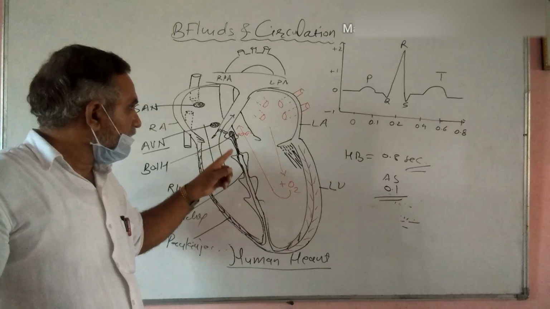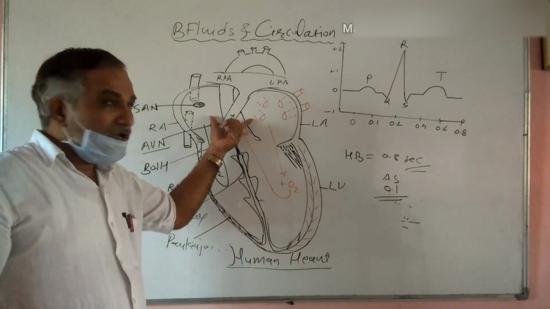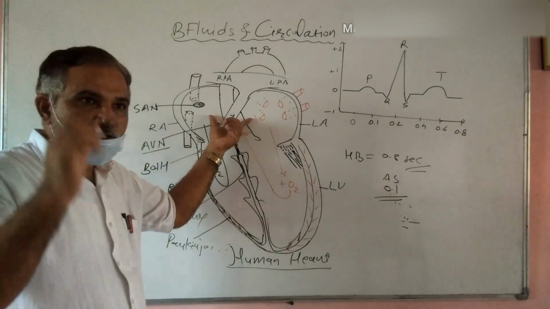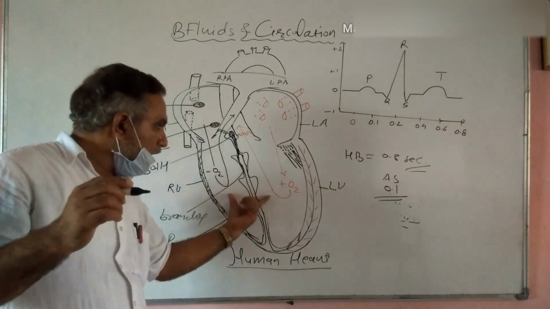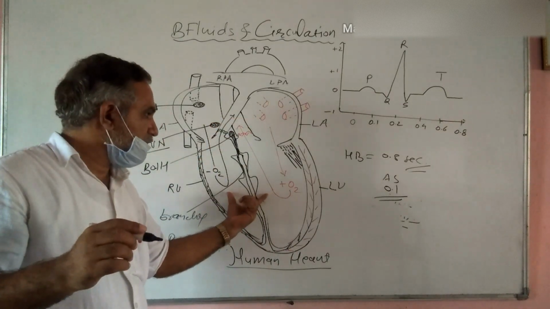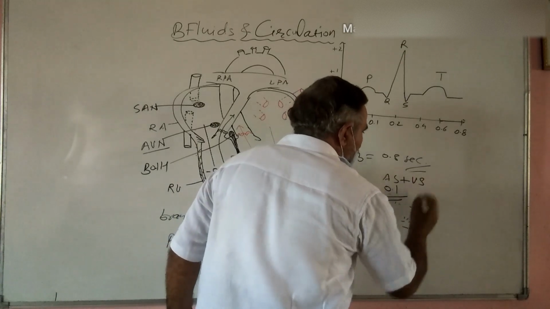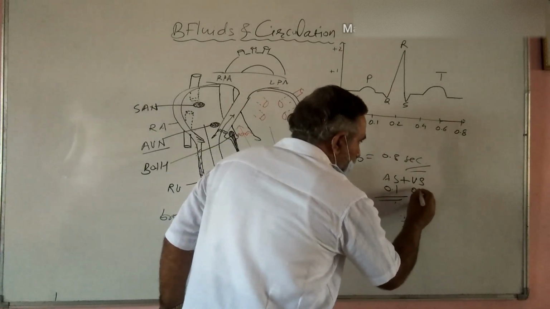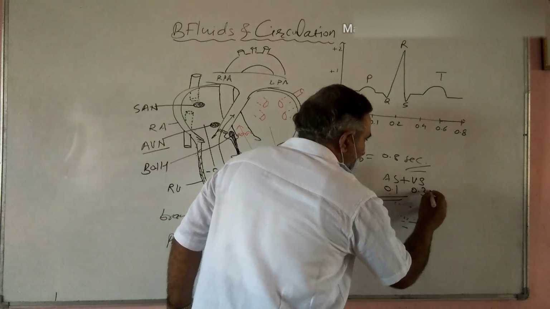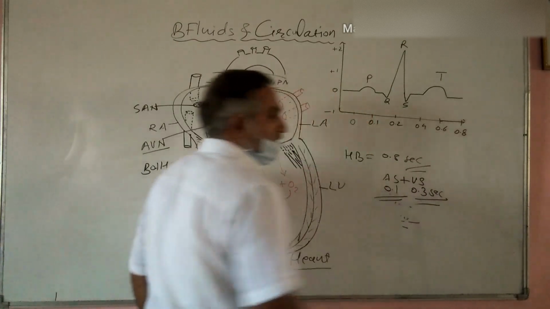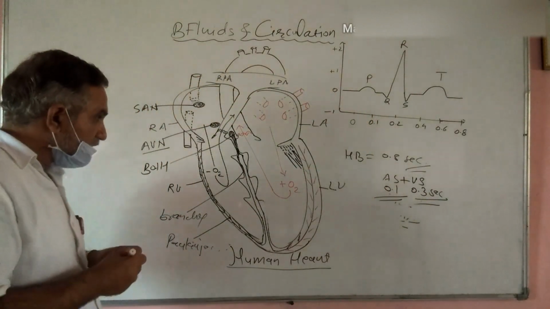So what happens after the atrial systole? Ventricular systole happens. This is the second event, the ventricular systole, and it lasts just within 0.3 second.